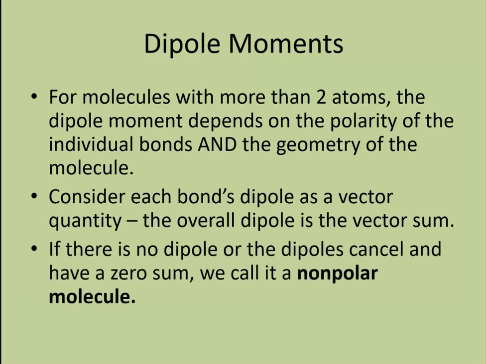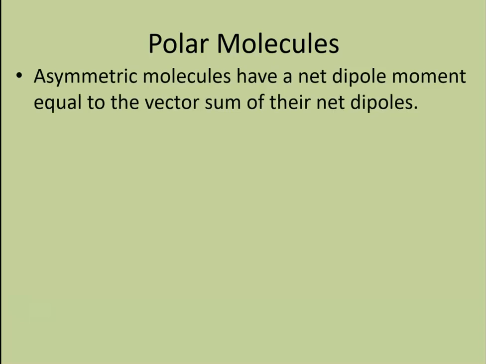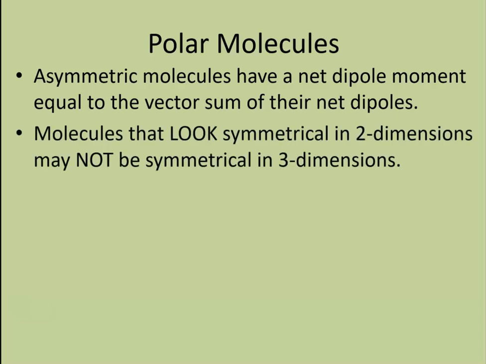If there are no bond dipoles, then it's going to be a nonpolar molecule, and if the bond dipoles cancel, it's going to be a nonpolar molecule. But if the bond dipoles do not cancel, if they add up to something, and we would refer to that as an asymmetric molecule, then they have a net dipole, which is the vector sum of their individual dipoles. It's important to remember that molecules may look symmetrical in two dimensions when we draw a Lewis structure, but they may not be symmetrical in three dimensions. And the reverse can be true as well.